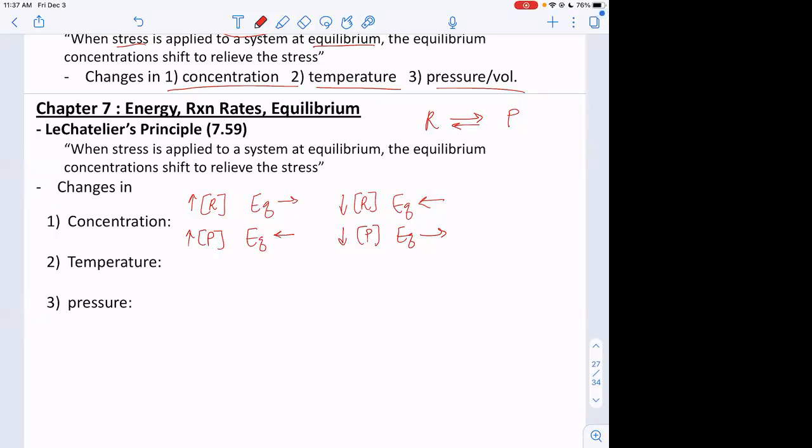Okay, what about temperature? Temperature has everything to do with delta H. If I give you the delta H for the reaction, you can determine whether heat is a reactant or product. For a positive delta H, endothermic, we know heat is a reactant. But if we have an exothermic reaction, we know that overall heat's being produced, so it's a product.